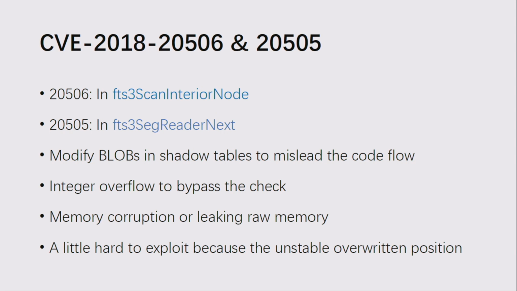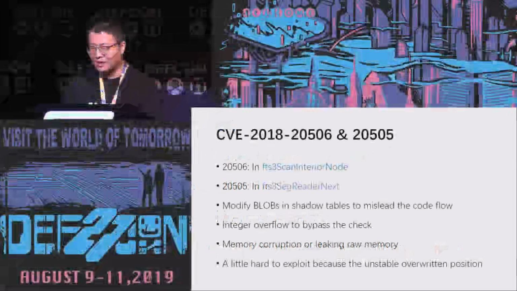You can check the wonderful write-up by a Korean researcher named Qian. And last, 20505. This one is very like a combination of the previous two. The vulnerable function is segregator next. You can modify the shadow table and mislead the code flow. All these three vulnerabilities can be modified to leak raw memories, so we can also use this to leak addresses of, for example, functions, structures, global variables, constant variables to bypass the ASLR.